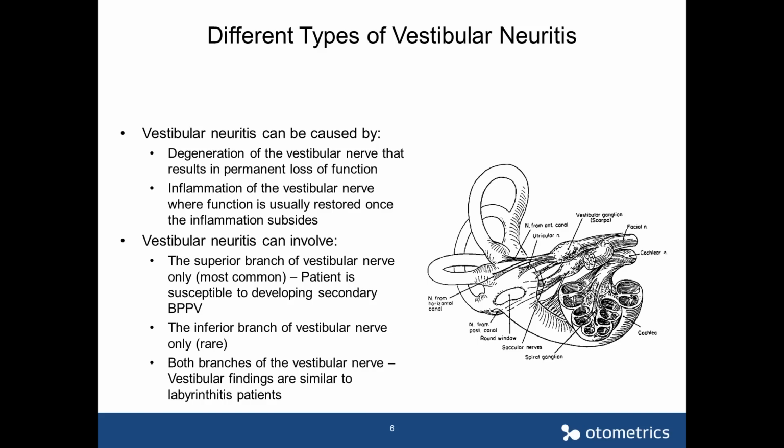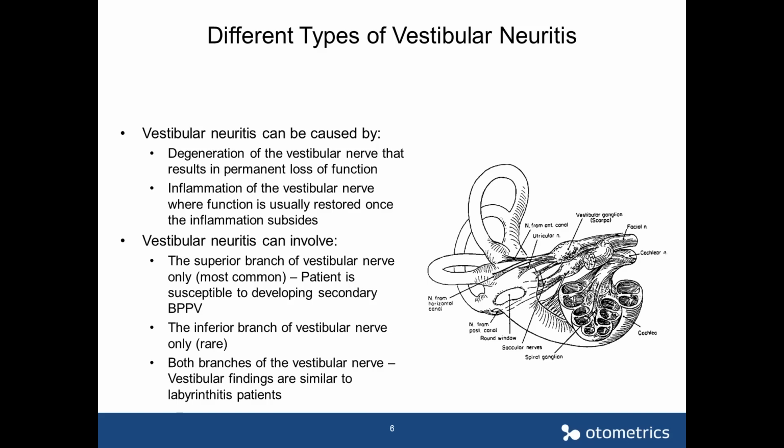If the cause is inflammation of the vestibular nerve, once the inflammation subsides, the patient gets full or near full recovery. And by that, I don't mean compensation. It's just that the function returns. In cases of caloric testing, the caloric test becomes normal. Head impulse testing becomes normal after the inflammation goes away.